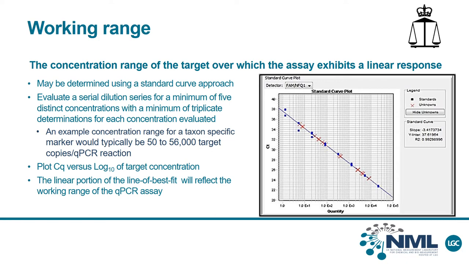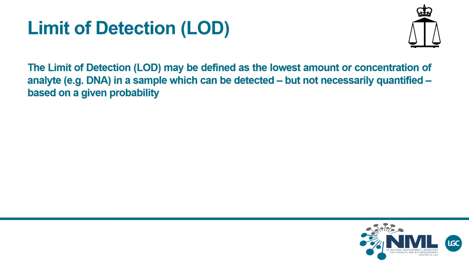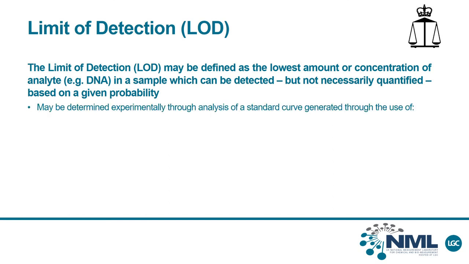The limit of detection may be defined as the lowest amount or concentration of a target in a sample that can be detected but not necessarily quantified. It may be determined using a standard curve analysis in conjunction with a high level of technical replication. Technical guidance provided by ENGL recommends the use of a level of replication of 60 at each concentration employed to determine the LOD. However, a lower replicate approach may be used in order to obtain an estimate.